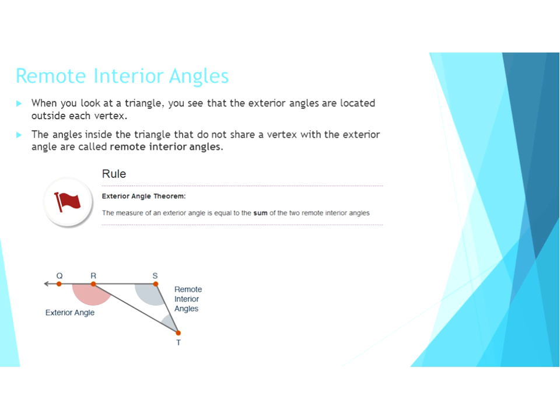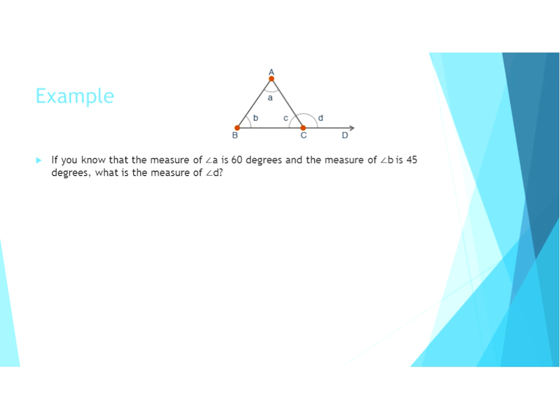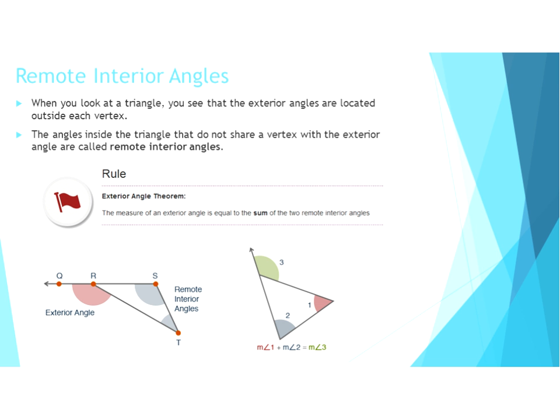Let's give you an example of that. In these two examples, notice how this exterior angle is connected to this vertex. So angle R on the inside is attached to it, so that one is not the one we look at. We want to look at the remote interior angles. They're the ones that are not attached to the exterior angle. If you add these two together, angle S and angle T, you would get the measurement for the exterior angle R.